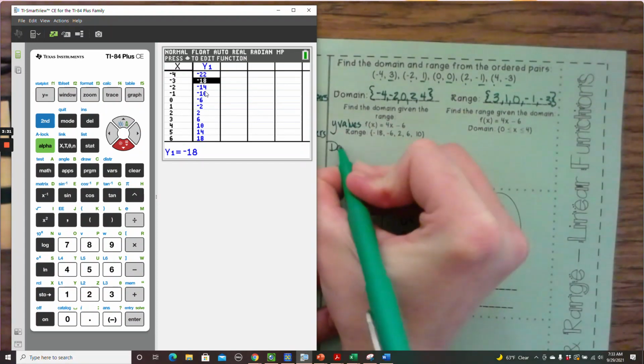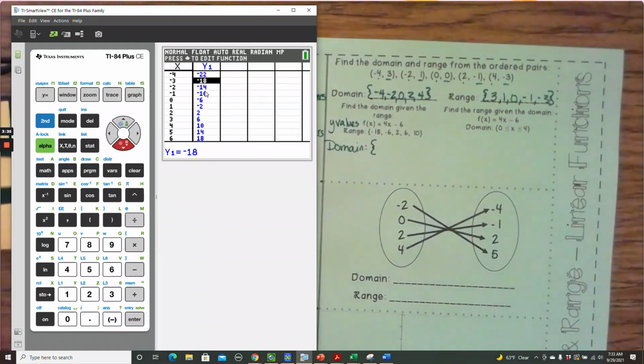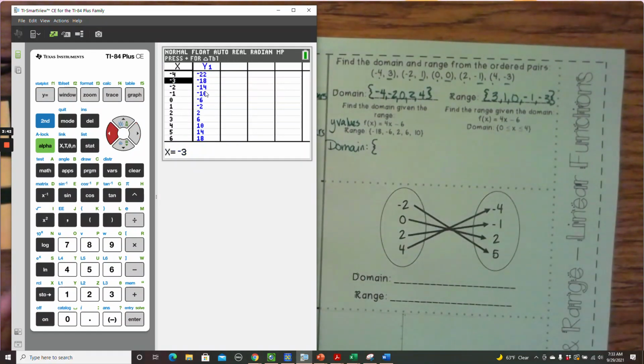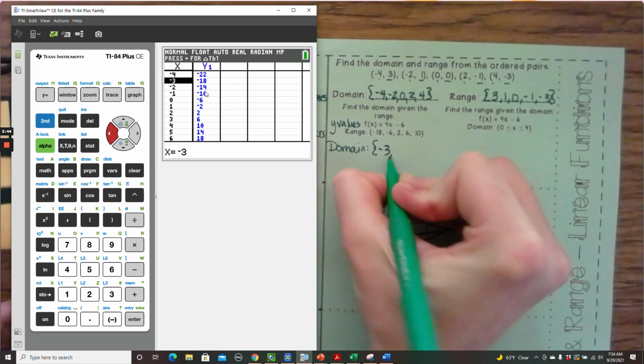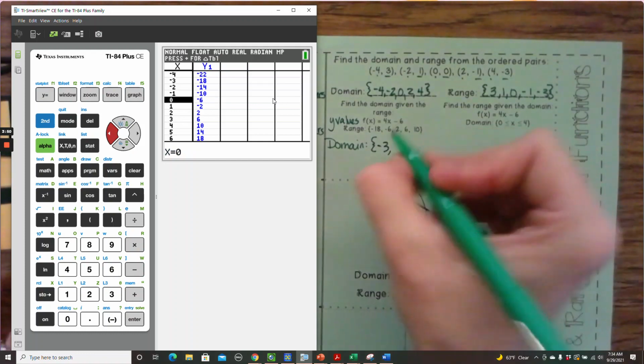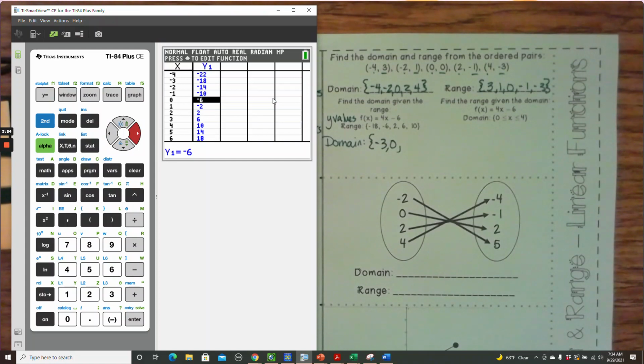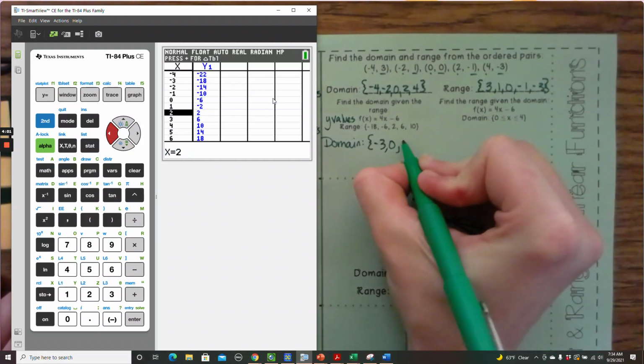So when I write my domain, my first value, my first x, is negative 3. So if the range is negative 18, the domain would be negative 3. So now I'm looking for negative 6 in the y's. So there's the negative 6. The x value associated with it is a 0. Then I've got a 2. So there's a 2. The x value associated with the y value of 2 is also 2.